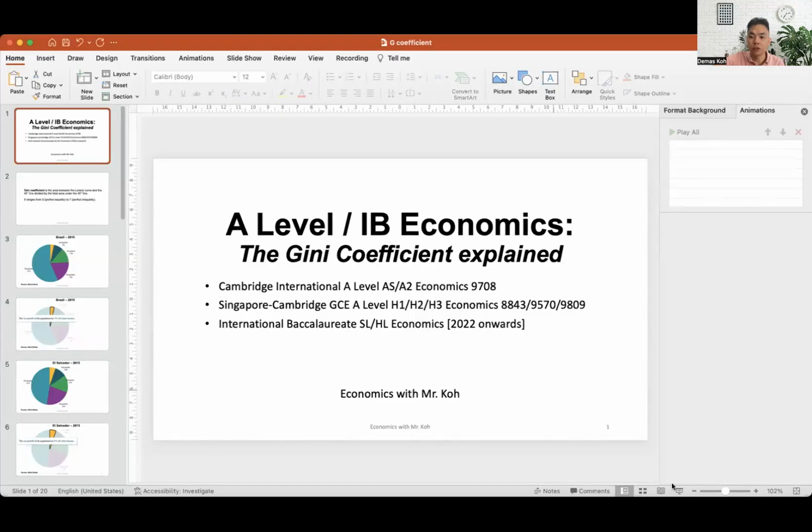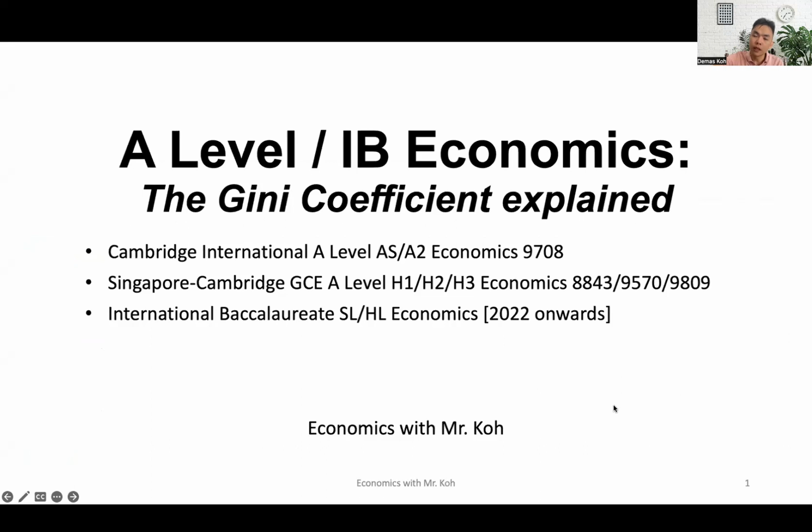Today, I am going to go over another concept, and that is the Gini coefficient, which surfaces across all of the syllabuses listed here on this slide. So welcome back to Economics with Mr. Cole.